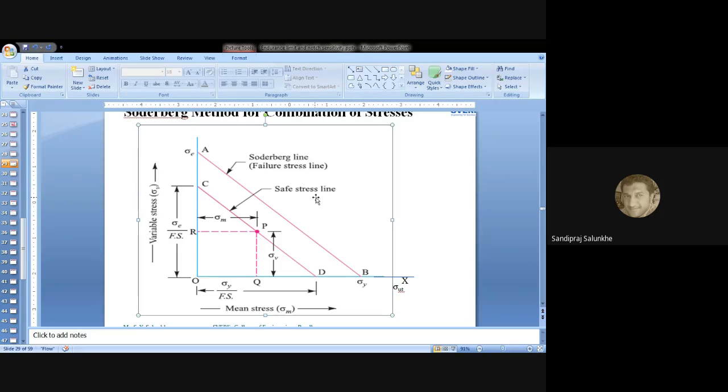Just now I made the comment: is it a wastage of time, or is it going to give some significance, the Soderberg line?